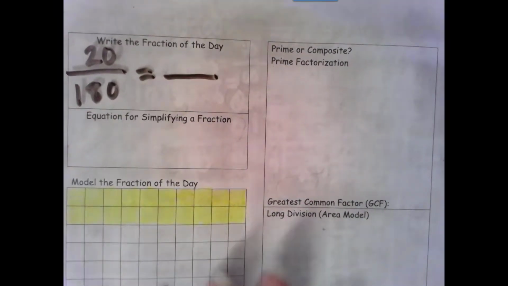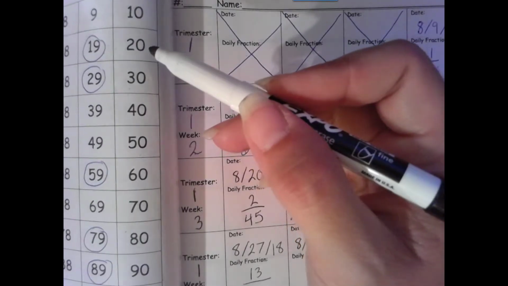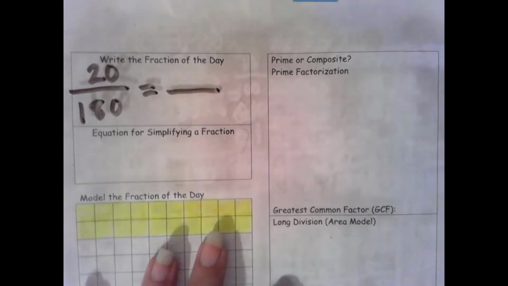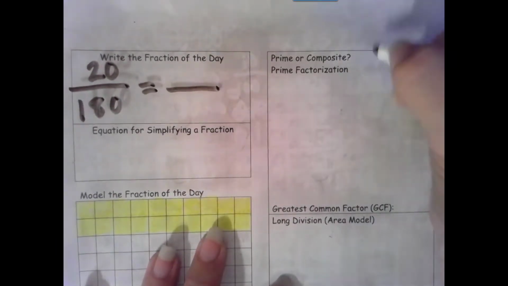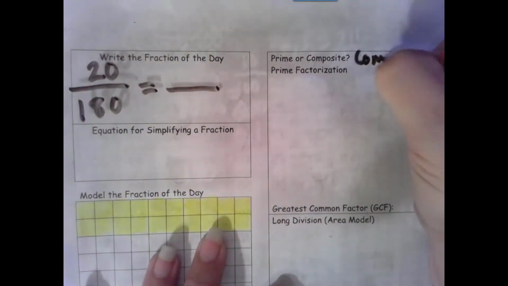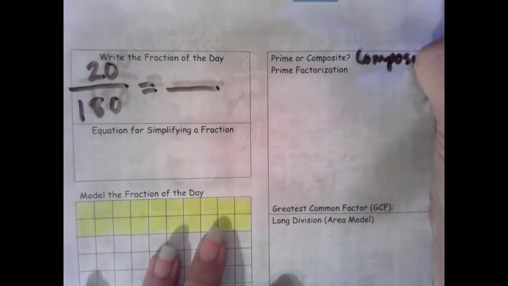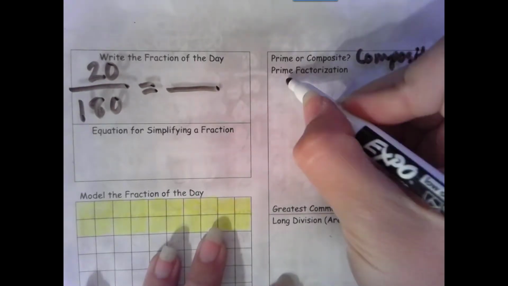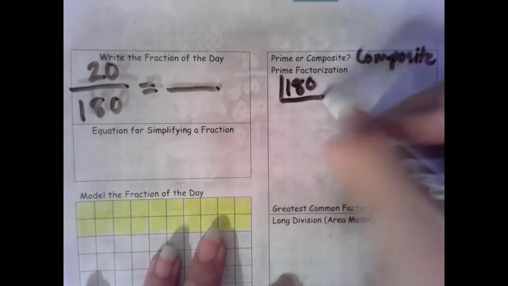Let's go ahead and decide if our numerator is prime or composite. So let's look at 20. 20 is not circled. It is composite. Also, it's an even number. The only even number that's prime is 2. So since it's composite, we need to find the prime factorization for both our numerator and our denominator.